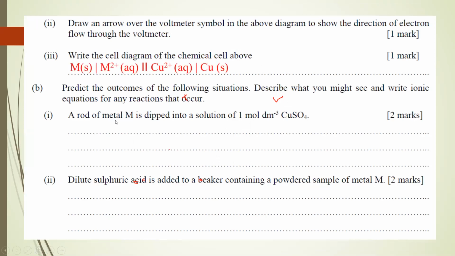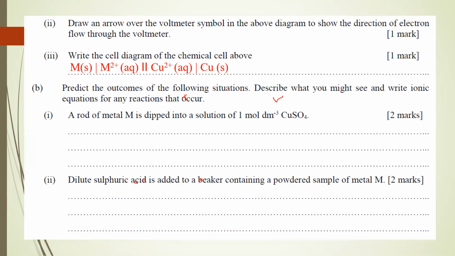So you have M solid, one line, M2+ aqueous, double line, Cu2+ aqueous, Cu. Because they are all metal species, just a simple setup is enough already.